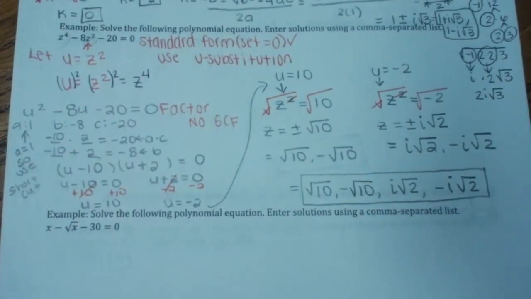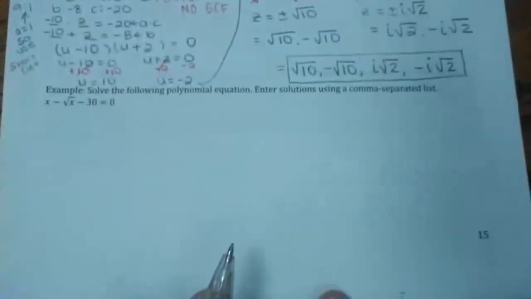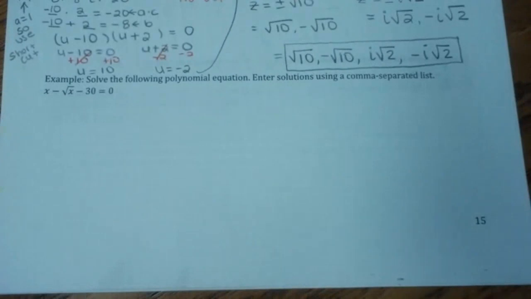Let's do another one of these U subs. Solve the following polynomial equation, enter a solution using a comma separated list: x minus the square root of x minus 30 equals 0. So it's in standard form, set equal to 0, so that's good.